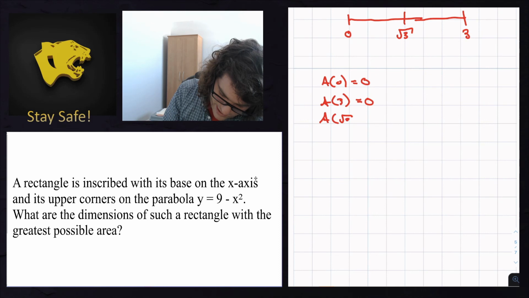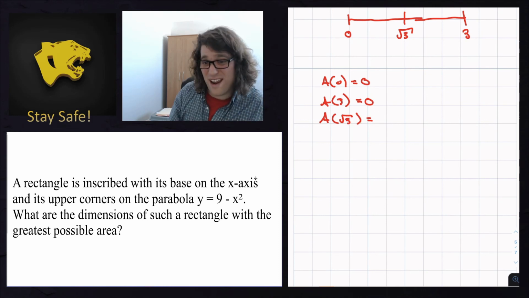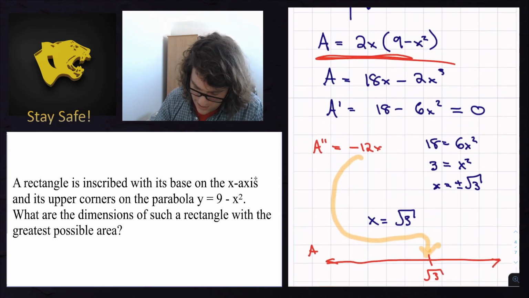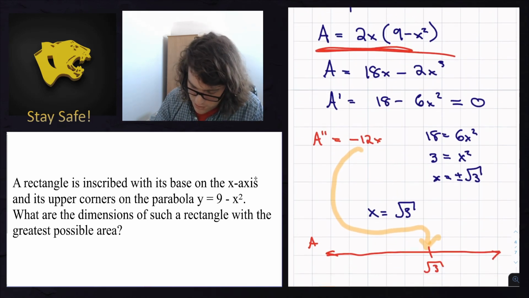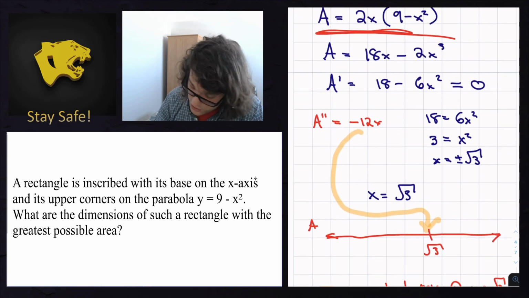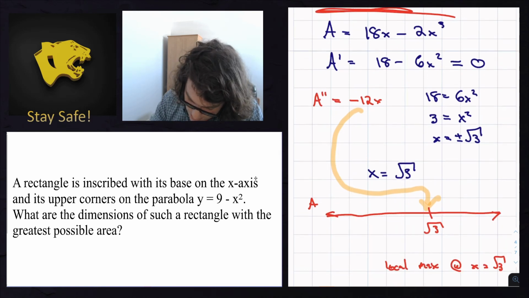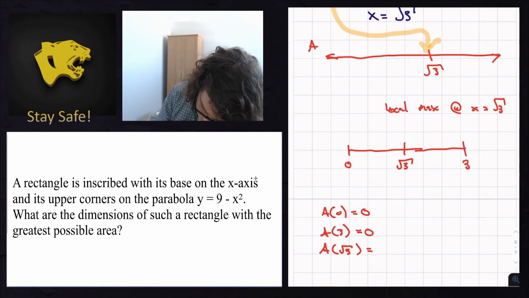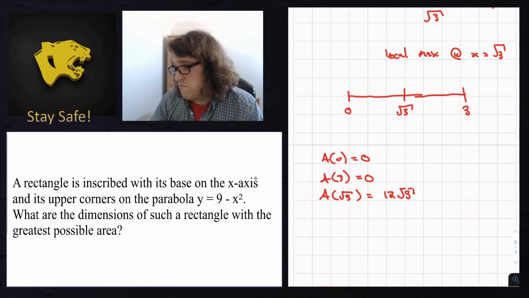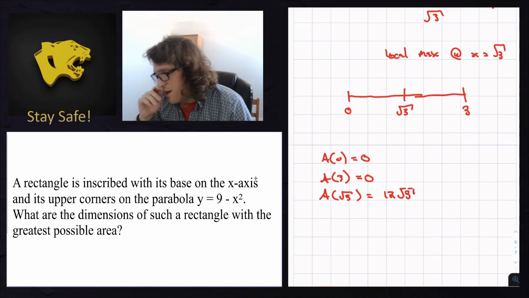And if I wanted to know what my area was that is going to be the greatest, then I would just put it back in there. So it would be 2 root 3 times 9 minus 3, so 6. 2 root 3 times 6 would be 12 root 3, I guess. Oh, don't be silly. 12 root 3 in terms of the area. And so I'm going to go ahead and test this graphically.